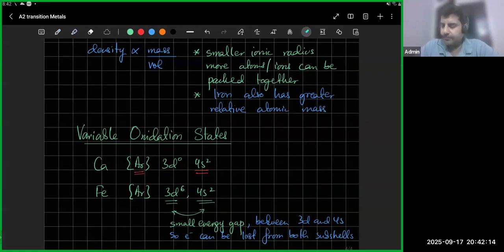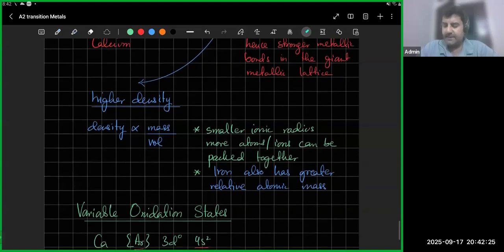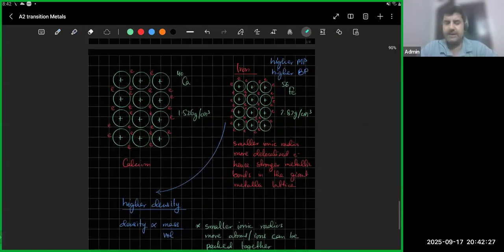Okay. Jada, clear? We're done with 3 points. We know why they have high melting points, we know why they have variable oxidation states, and we know why they have high densities as well. Okay. So clear? Is this clear?